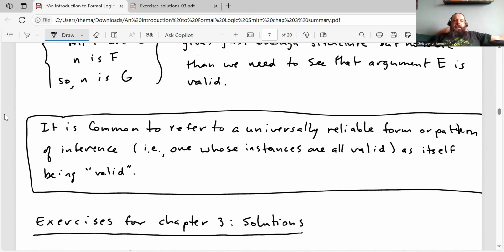Okay, and then last thing, it's common to refer to a universally reliable form or pattern of inference, in other words, one whose instances are all valid, as itself being valid.